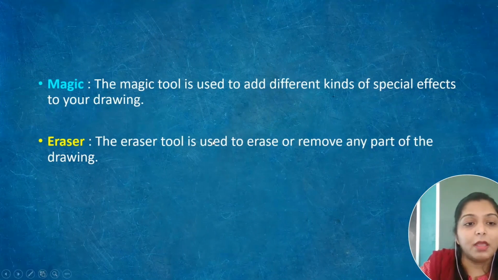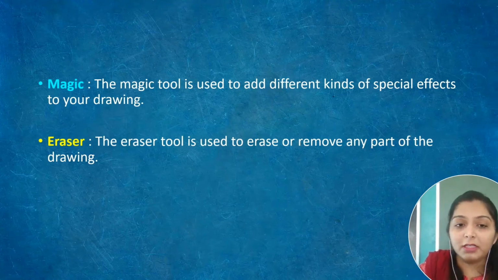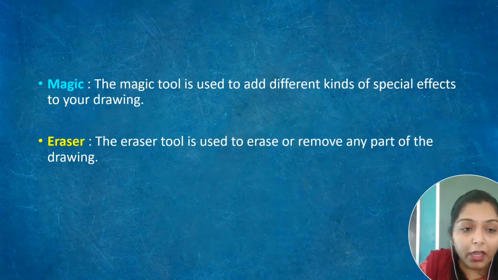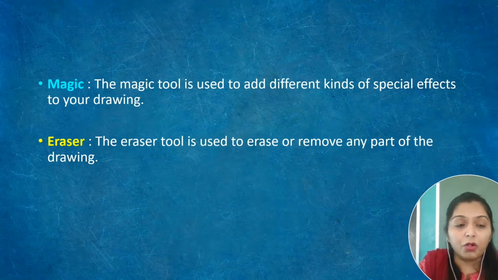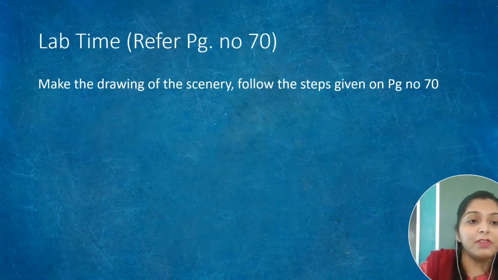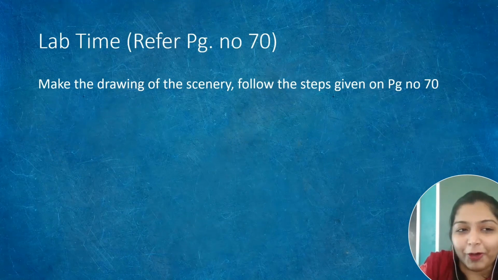Next one is magic. The magic tool is used to add different kinds of special effects to your drawing. And the last one is eraser. The eraser tool is used to erase or remove any part of the drawing. We will try these two also, but first we will see the lab time for you all.